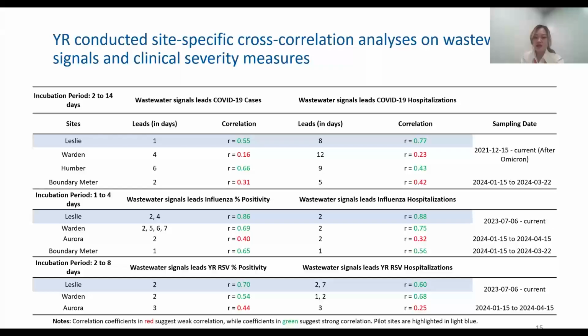This statistical analysis was conducted on all of the sites that we collected data from. Out of all the sites, Leslie pumping site proved to be the best and most consistent site in terms of providing early warning. In terms of statistical results, we can see a relatively high correlation between Leslie site wastewater signals and disease cases, percent positivity and hospitalizations. We are seeing around 1 to 8 days of leading early warning signals for COVID, 2 to 4 days for influenza, and 2 to 7 days for RSV.